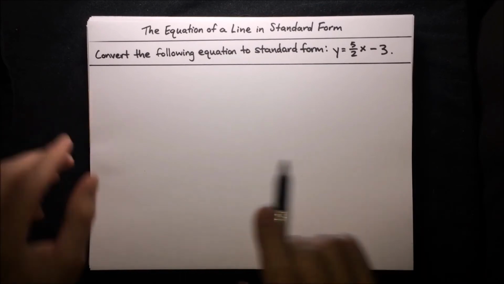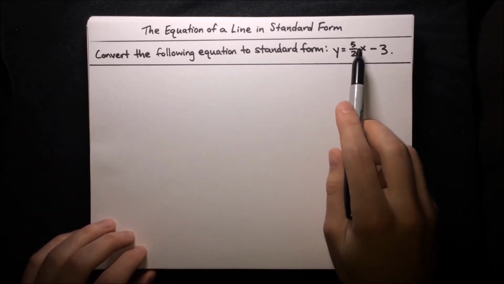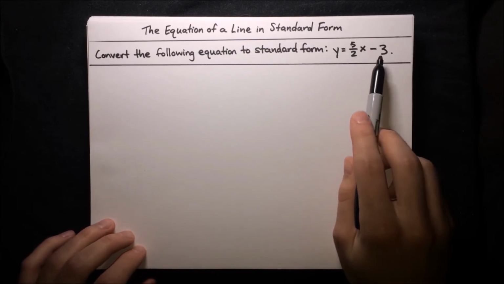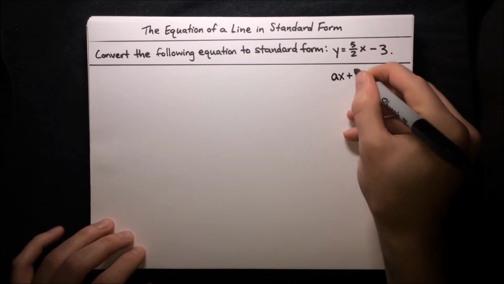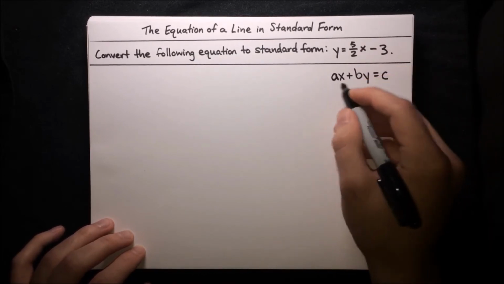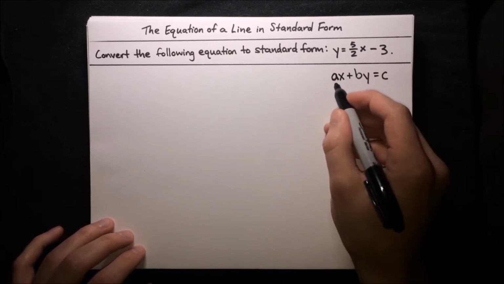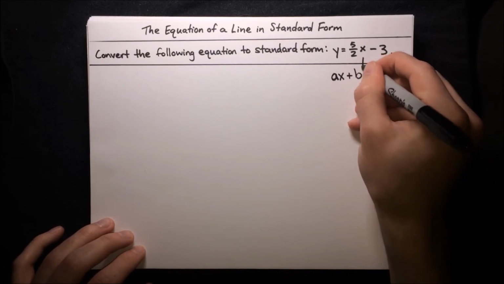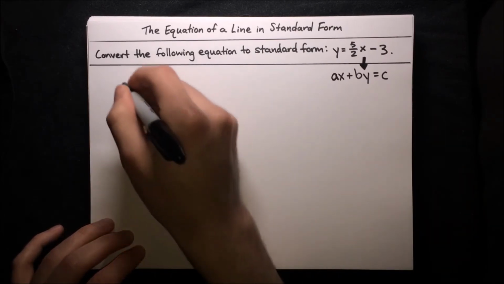Alright, next problem. Convert the following equation to standard form. y equals 5 over 2 x minus 3. Now remember, standard form takes the form ax plus by equals c, where a, b, and c are integers with no common factors, and a is greater than or equal to 0. So we want to take this slope-intercept form as it is right now to solve for y, and convert it into standard form. So why don't we do that over here?